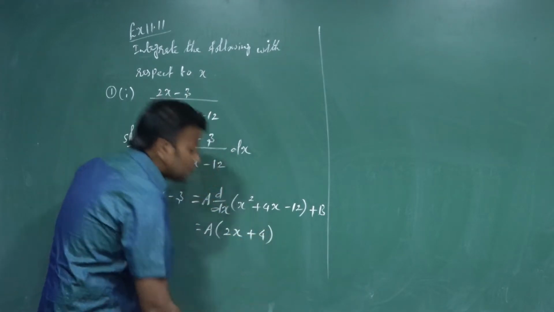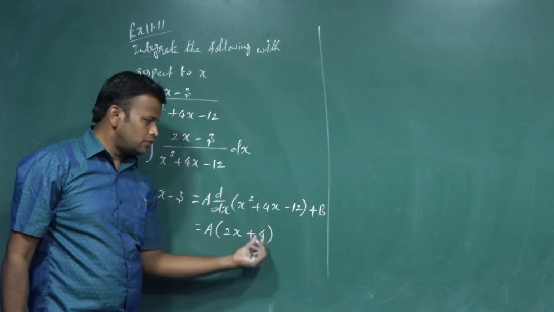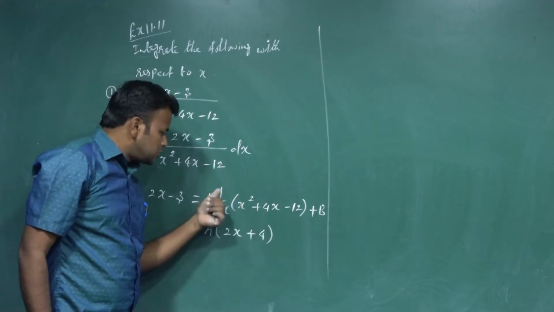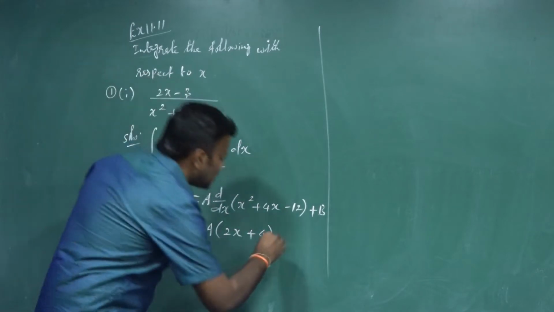And I write just 4. The differentiating of 4x with respect to x, 4 of 1 is 4. Minus 12 is a constant, so the differentiating value is 0. So this d by dx is only for this bracket. Where there is a constant, we have to place b.